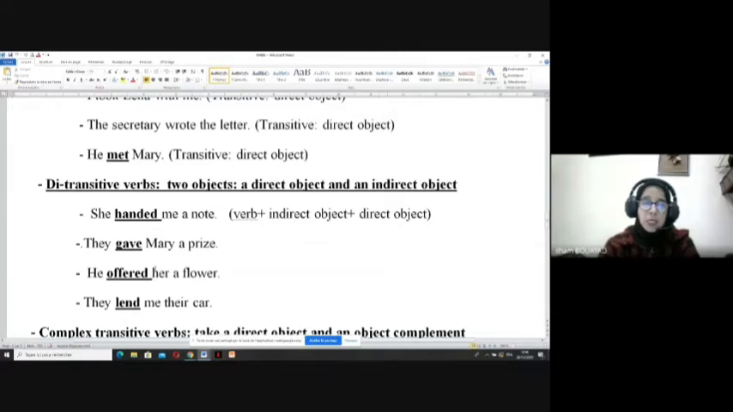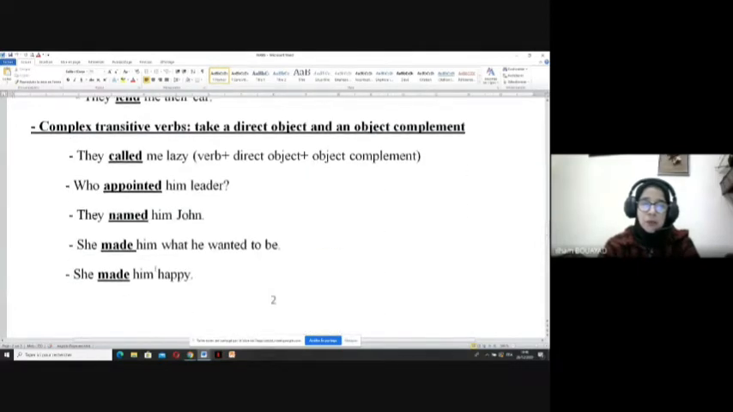Good. So moving to complex transitive verbs, the structure is here. Look at the structure. Whenever you have the structure here, like verb, direct object, and object complement, automatically this verb is a complex transitive. Why? Because it takes a direct object and it takes a complement of that object. That is, the object complement is what?